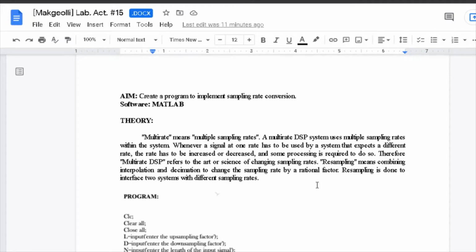Resampling basically means combining interpolation and decimation to change the sampling rate by a rational factor. Resampling is done to interface two systems with different sampling rates. Now let's go in running the program in MATLAB software.